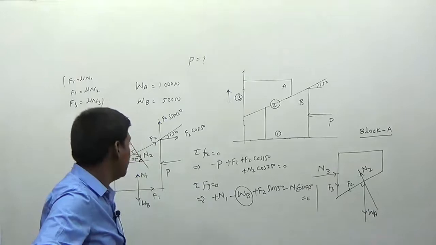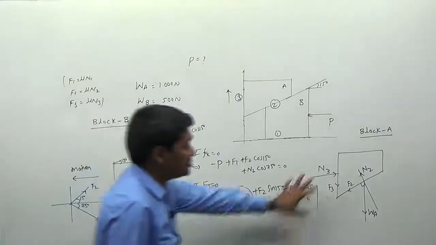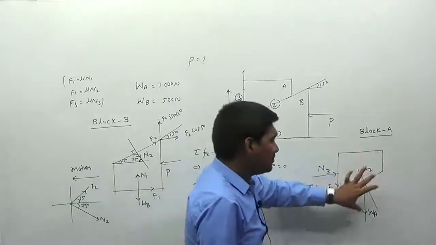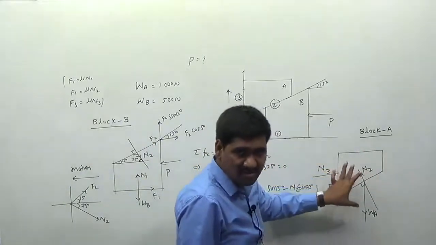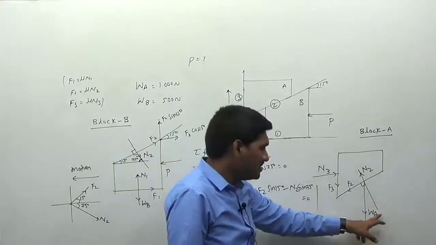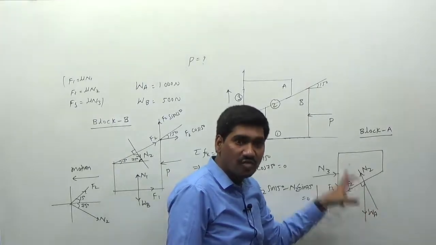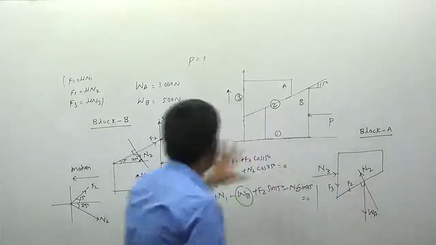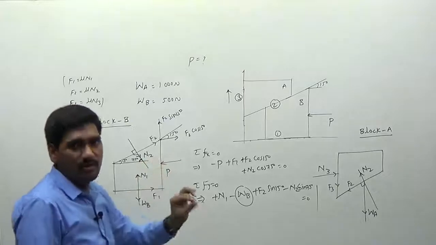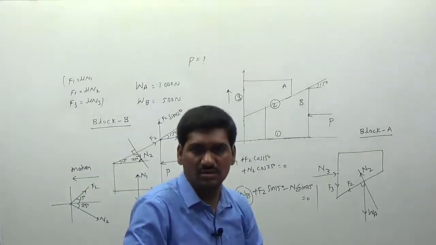Now I am going for the equation of equilibrium for this body here. Actually, first of all, we have to write the equation for this body only. But we can represent the direction of normal reaction by using this block only. So remember one point, actually we have to consider the block which is having fewer unknowns.